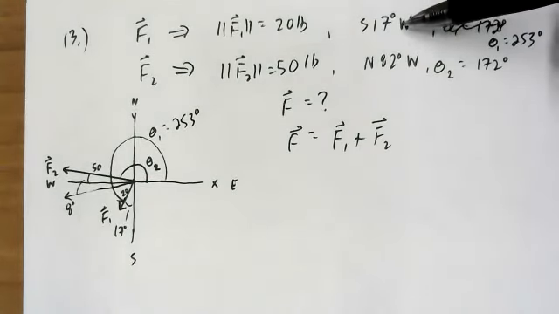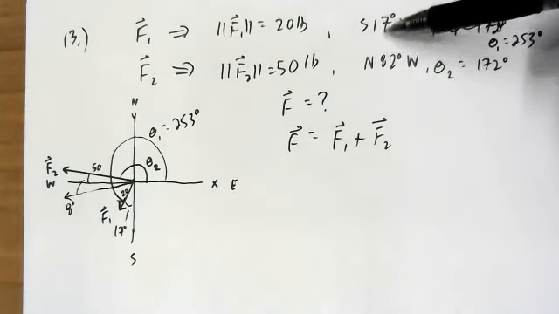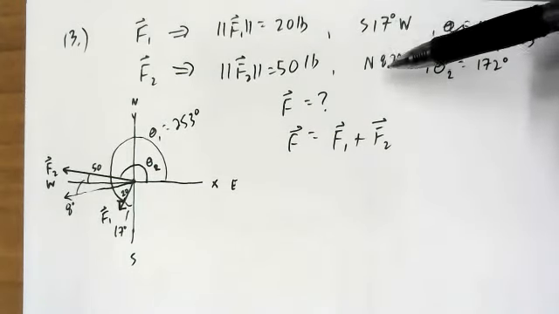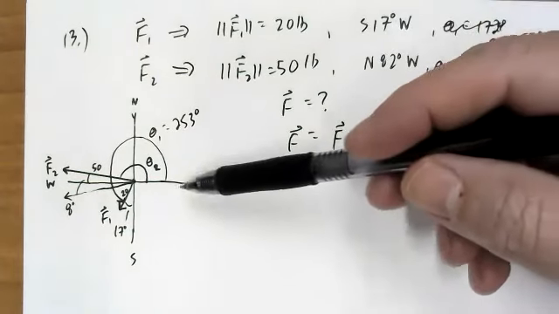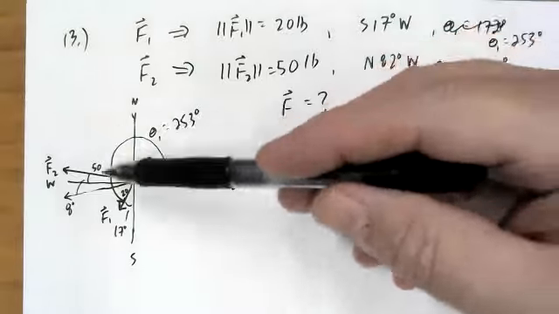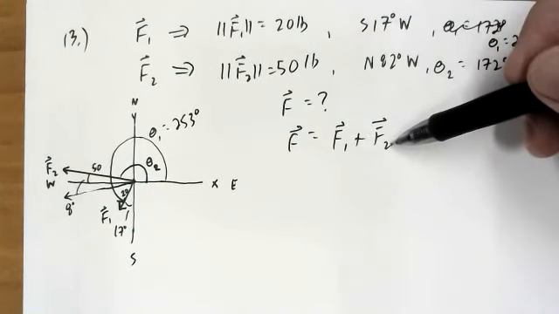So it's a little bit of extra work, because that gave us our direction in what I call compass directions, but we can't use these angles when we start doing calculations. We have to figure out the standard angles, which means you start at the x-axis. So for that first force vector, our angle is 253. For the second force vector, the angle is 172. So now let's add the vectors together.